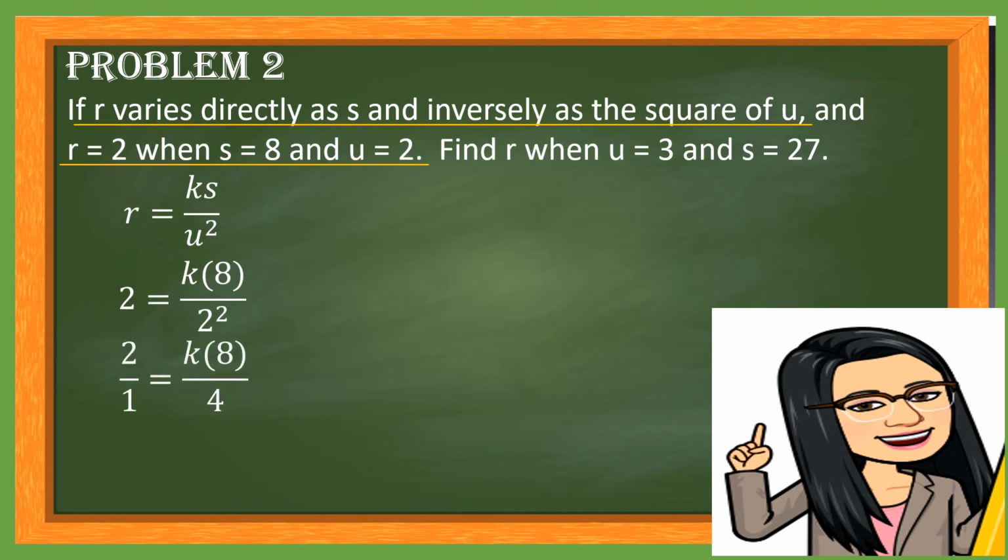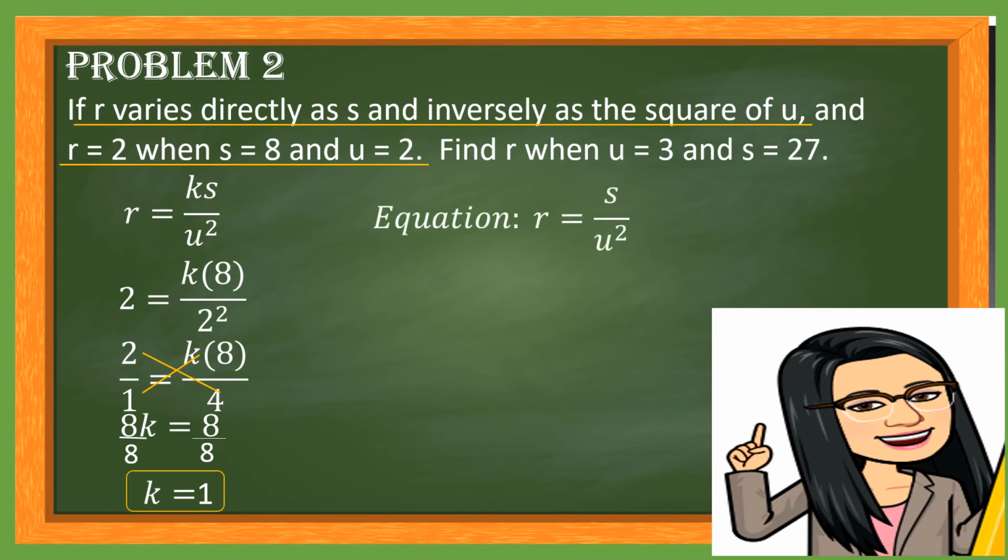Change 2 into fraction form and multiply. We have 2 squared, that is now 4. So cross multiply, we will get 1 times K times 8 is 8K. And 2 times 4 is equal to 8. So 8K is equal to 8. Again, divide both sides by 8. So the value of K is 1. So our equation, R is equal to S over U squared, since K is equal to 1.